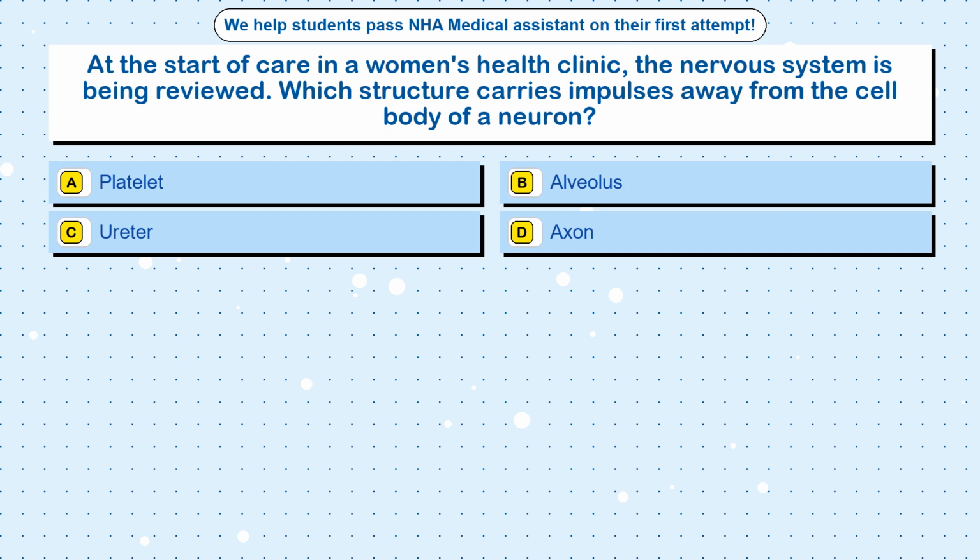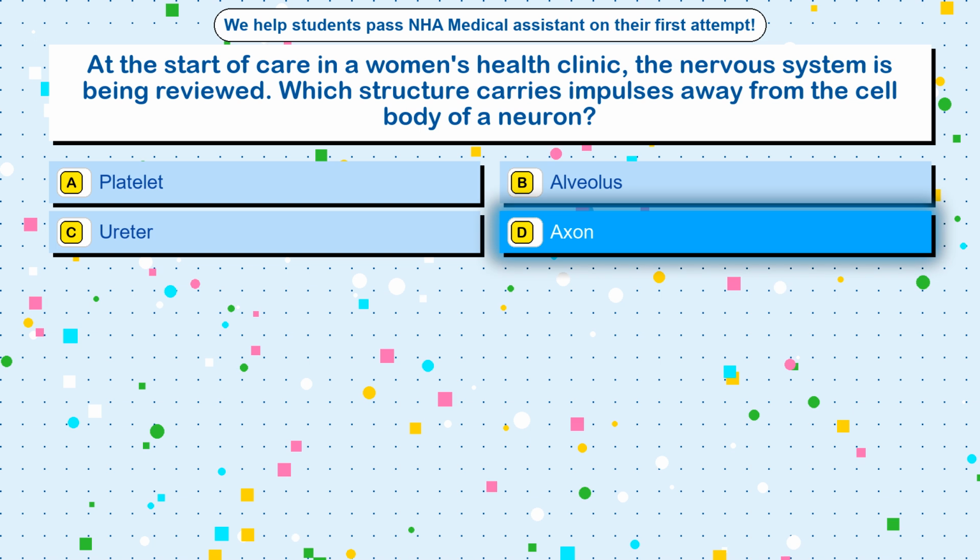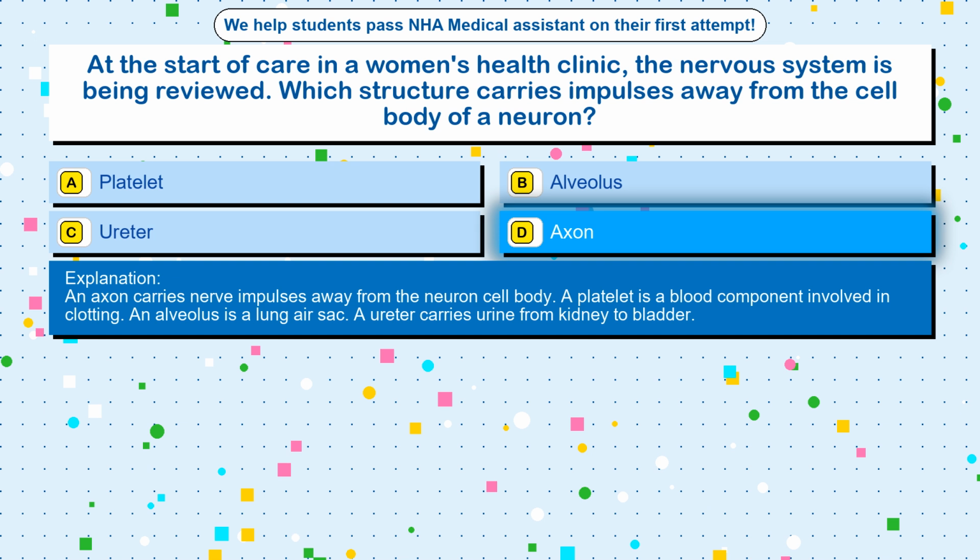Question 8. At the start of care in a women's health clinic, the nervous system is being reviewed. Which structure carries impulses away from the cell body of a neuron? Option A, platelet. Option B, alveolus. Option C, ureter. Option D, axon. The correct answer is option D, axon. An axon carries nerve impulses away from the neuron cell body.